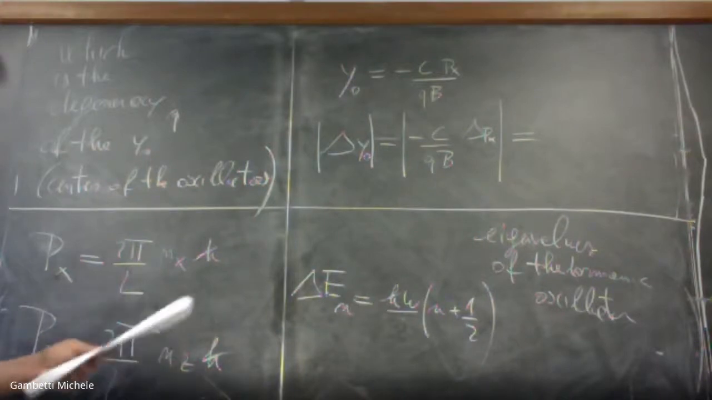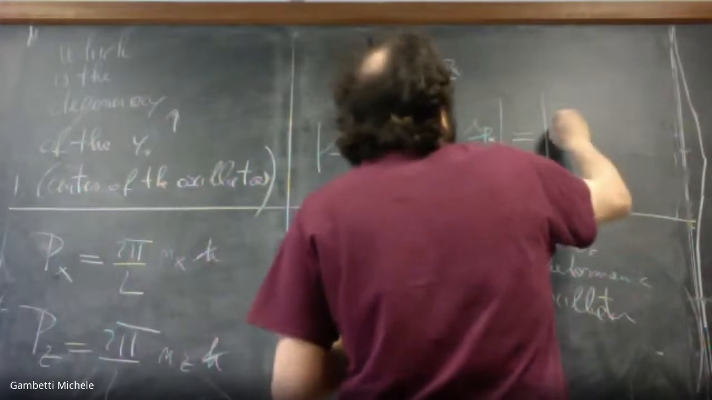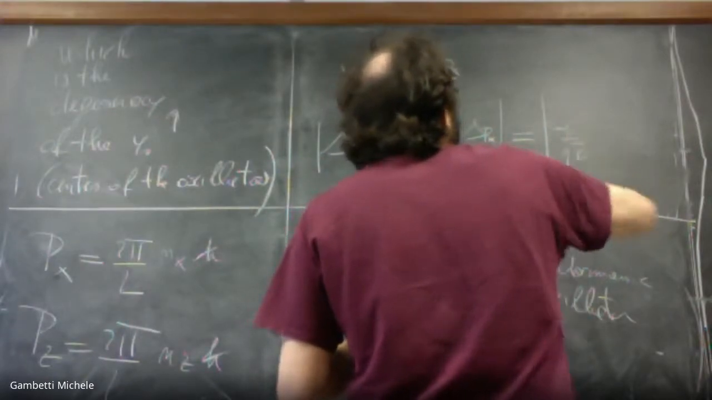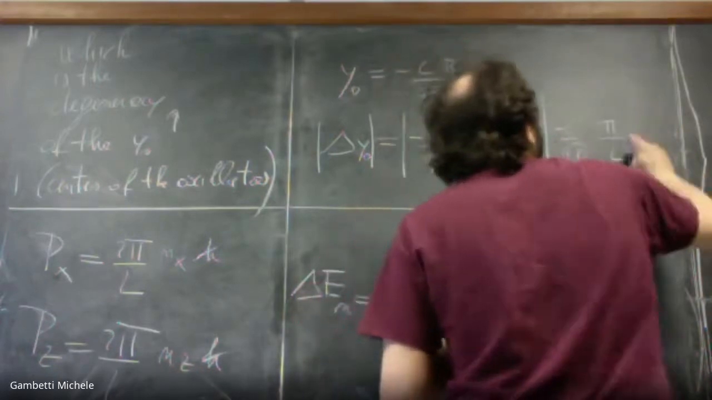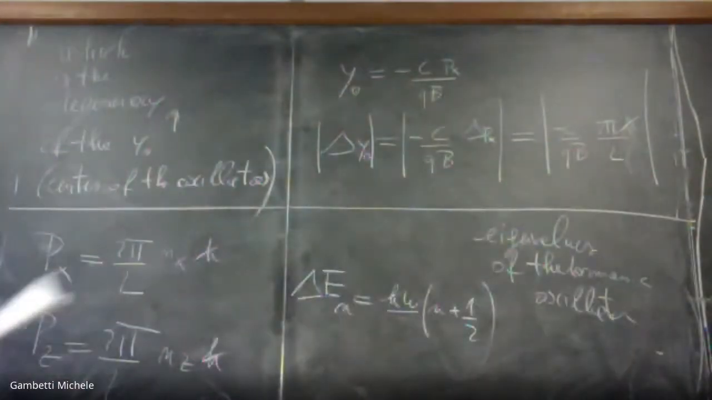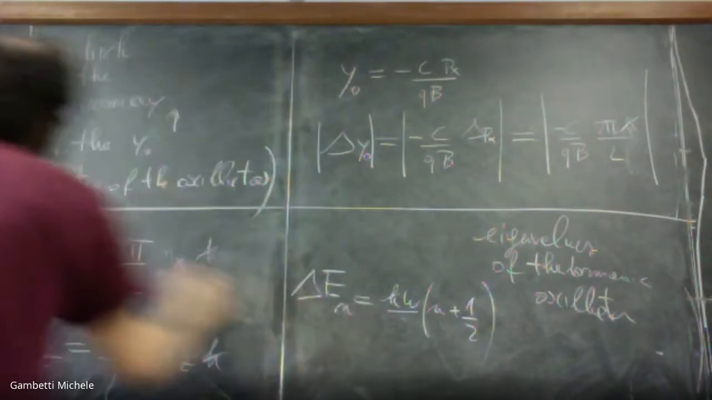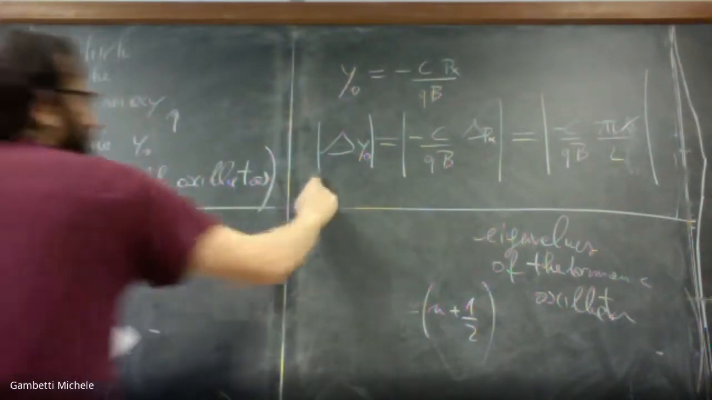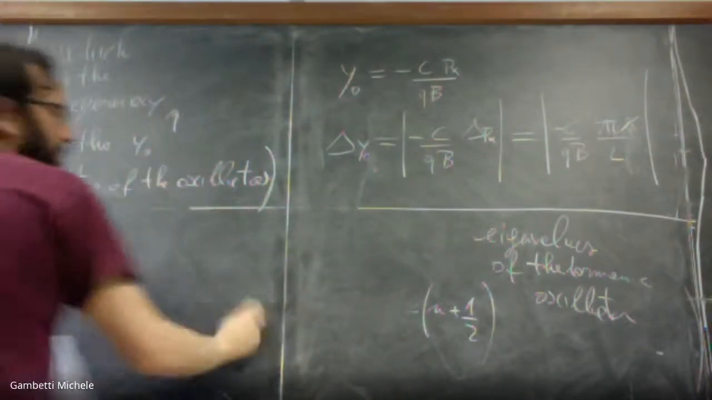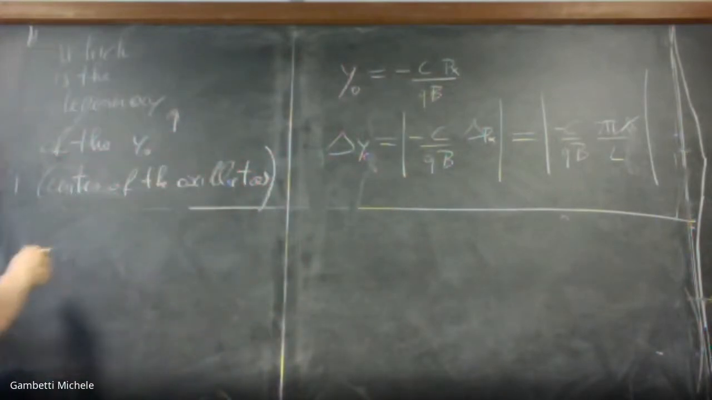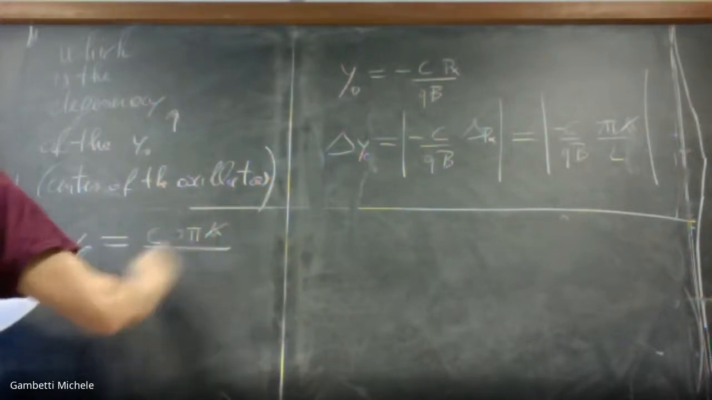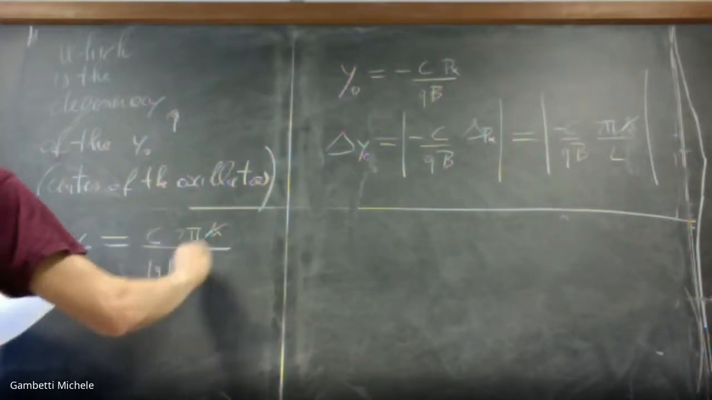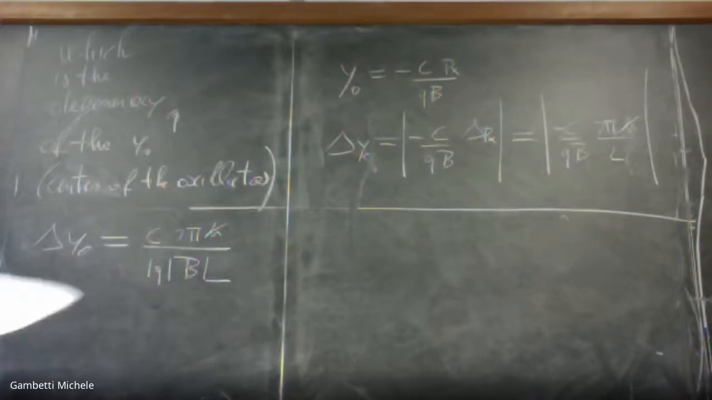Can you see from here? So, this is a modulus of minus c divided by qb, and here I have 2 pi h bar divided by l. Okay, so let me remove this and define it as a positive quantity. So delta y0 is now given by c 2 pi h bar divided by modulus of q b l. q is an algebraic quantity, could be positive and negative. It's the charge of the particle.